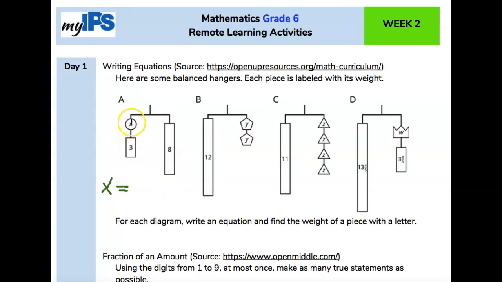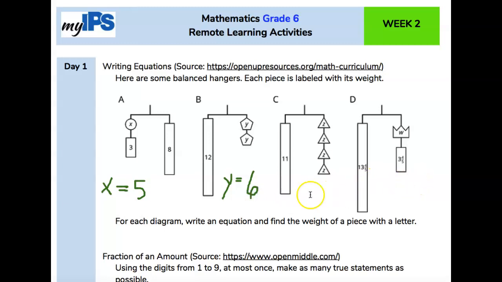So what do you have to do to 3 to get to 8? You could do 8 take away 3 to find out that answer. What would that be? 5. Okay, so here, y, what do you have to do? What do these two y's have to be in order to equal 12? One thing you could do is 12 divided by 2 to find out what y is. So y equals 6.